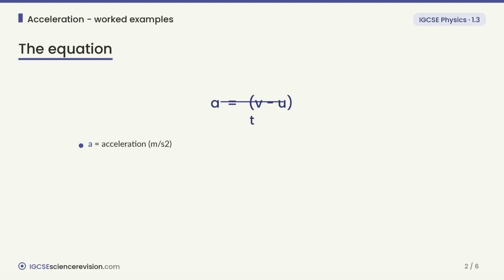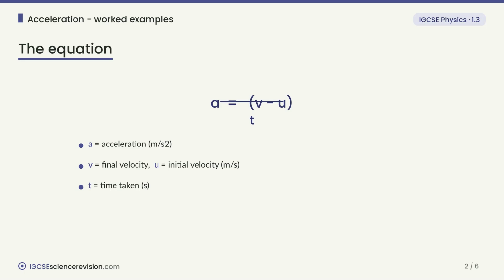Here's the equation. Acceleration equals the change in velocity over the time. The change in velocity is the final velocity, v, minus the initial velocity, u. So a is the acceleration in meters per second squared, v is the final velocity, and u the starting velocity, both in meters per second. And t is the time taken, in seconds.